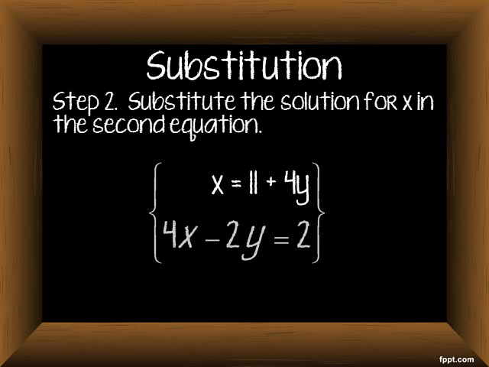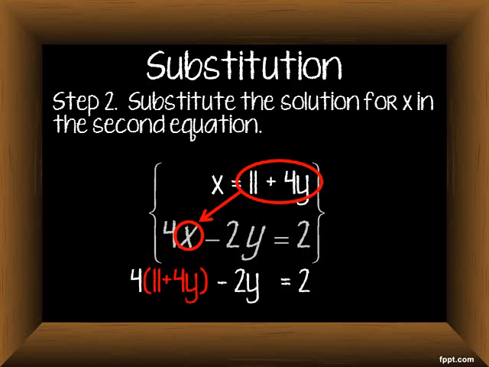Once we know that x equals 11 plus 4y, we can simply take it and substitute it in for the x in the second equation. Instead of writing x, I'll simply write 11 plus 4y. We can do this because if x equals 11 plus 4y, we can write 11 plus 4y anywhere that we would normally write x, since they're equal values. My resulting equation is 4 times the quantity 11 plus 4y, minus 2y, equals 2.